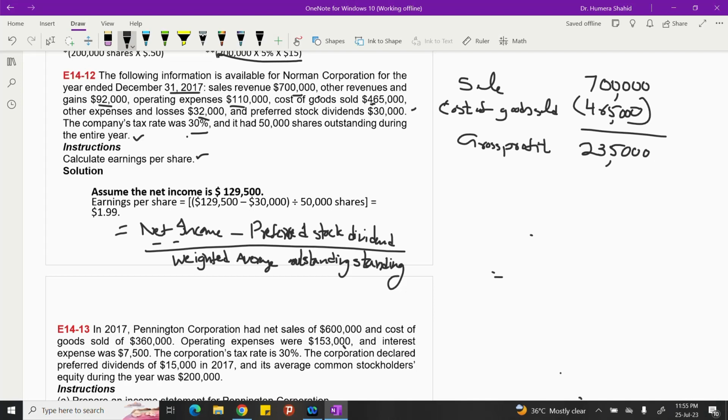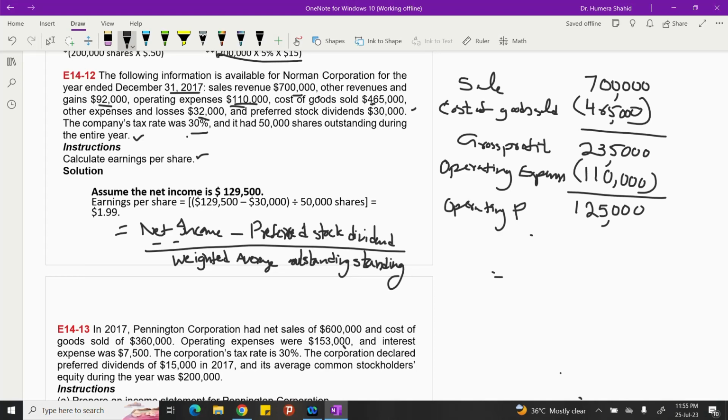Then we deduct all the operating expenses. If you see the question, operating expenses are given as 110,000. So when you deduct this, you get 125,000 as operating profit.